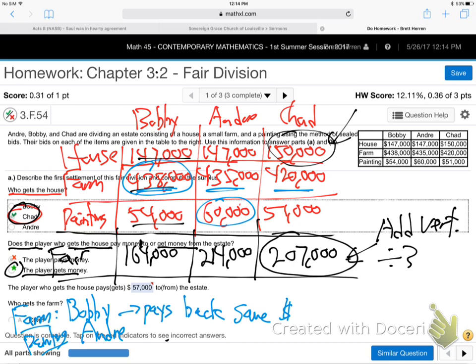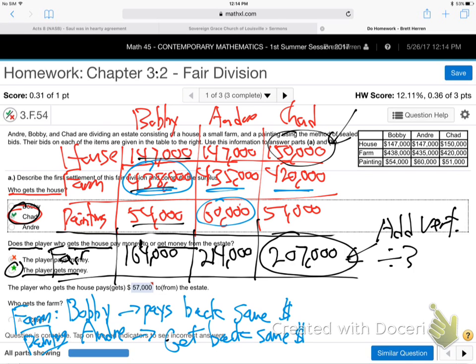We owe him money, which basically Bobby's going to pay him. That's what's going to effectively happen. Bobby's paying in. Chad and Andre are taking out. You see how it's going to work? So, yeah, he's going to get back, not pay back, but get back some money. Everybody tracking with me on that?